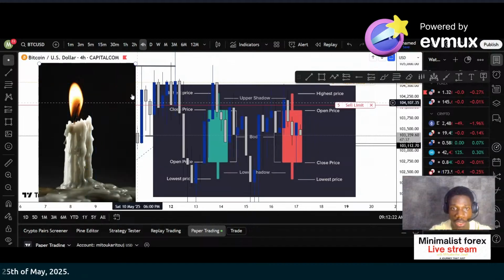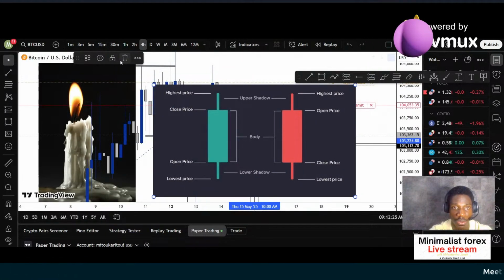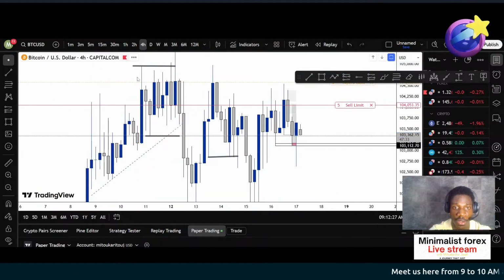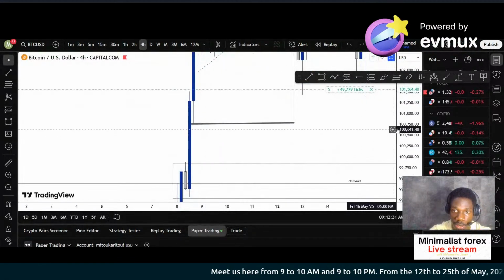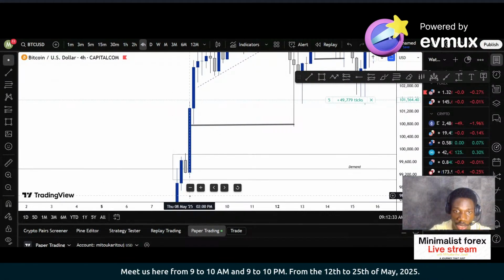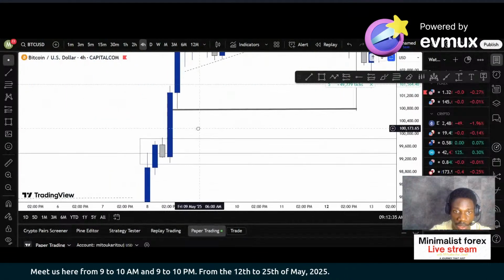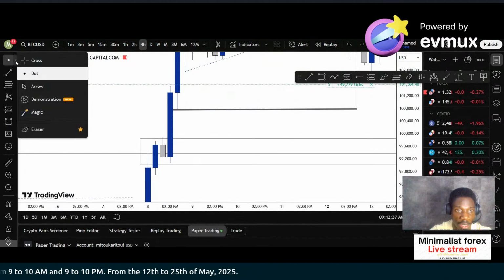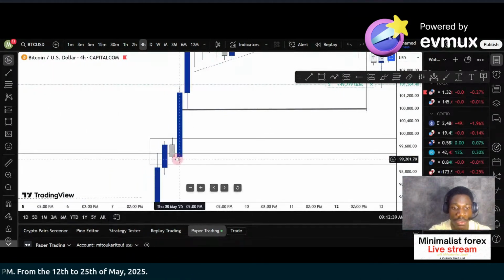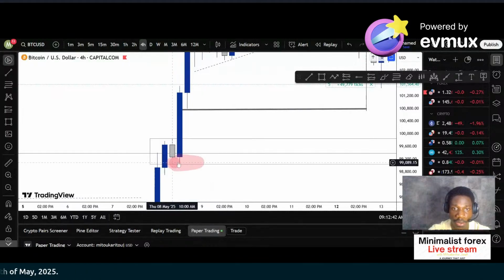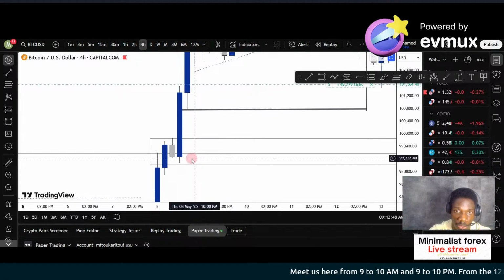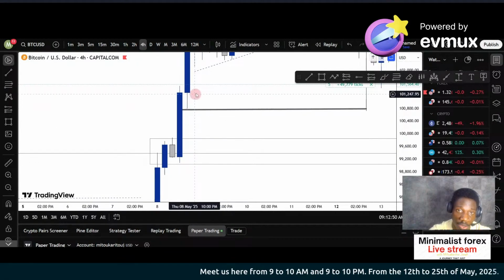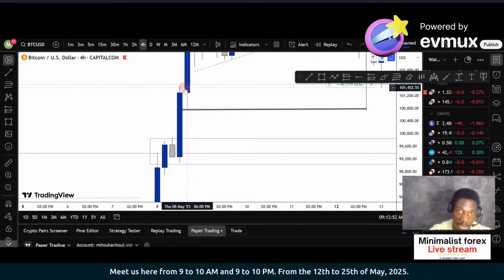Let me quickly show you what this looks like on the charts. I'm just going to delete this because I don't need it anymore. Okay, so this candle was a bullish candle, right? So the candle opened here, at this bottom. It came down to this wick, to this lowest point, and then went all the way to this highest point, but came down to close here.